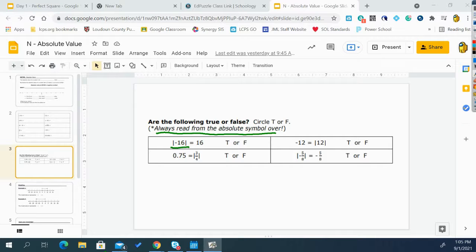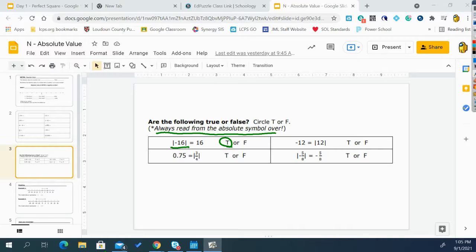So the absolute value of negative 16, would that be 16, true or false? You could select one now. You should have picked true. The absolute value of negative 16 is 16. That is true. Let's try this next one.